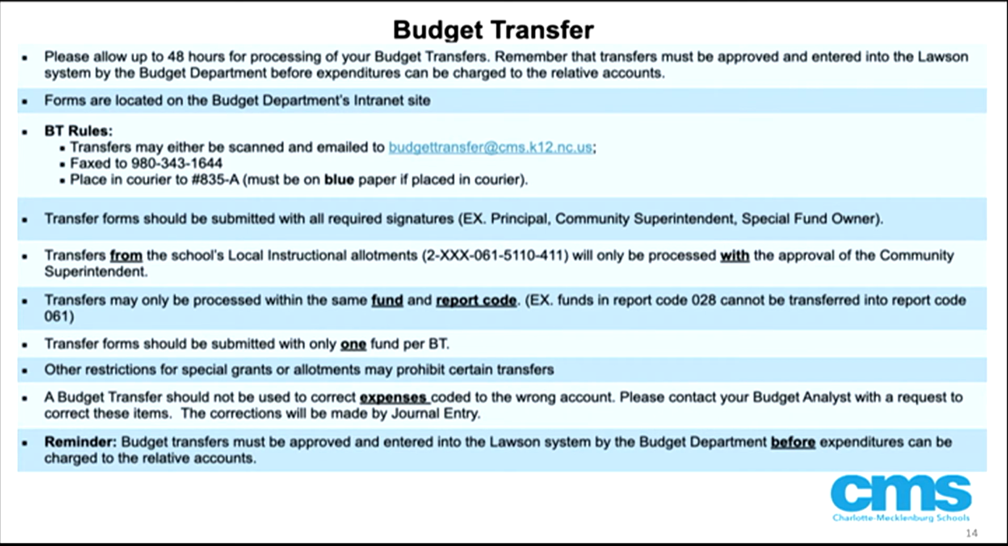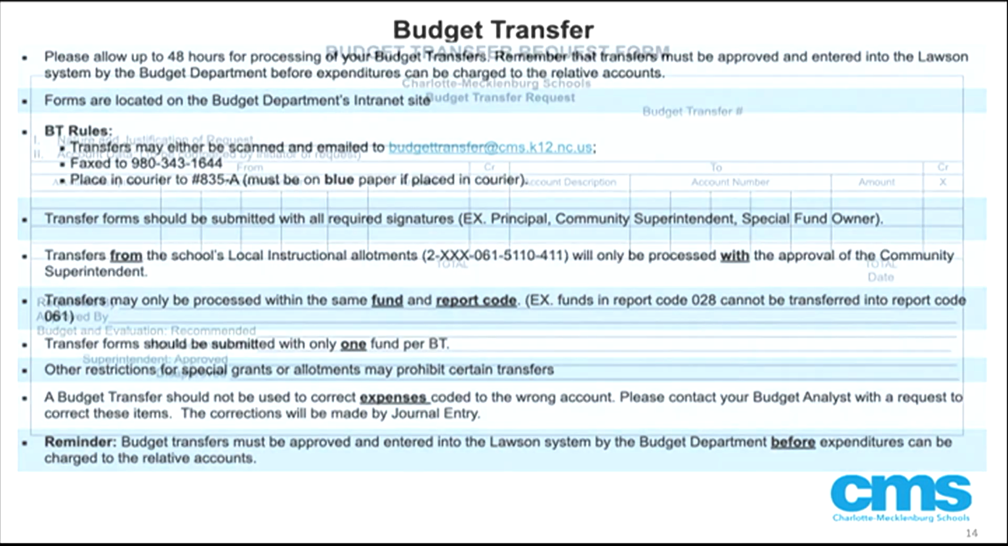Just remember that you need to use the transfer form when you're submitting it to us, and it'll require signatures. And also, you need to remember that the transfer form should be submitted only one fund per BT. Well, what does that mean? Simply, if you're taking funds out of one account, just put one on each line at a time. You can use the same sheet, but skip a couple lines. If that sounds confusing, just pick up the phone. We're here to help you at any time.